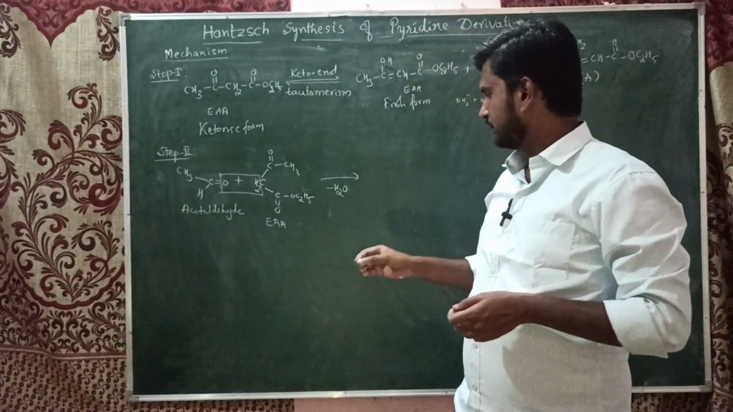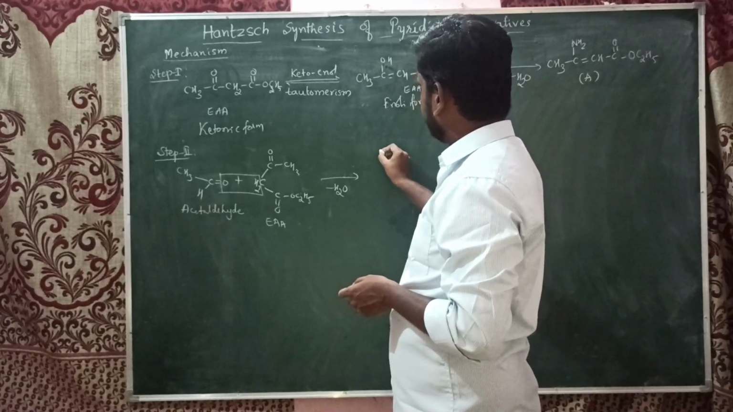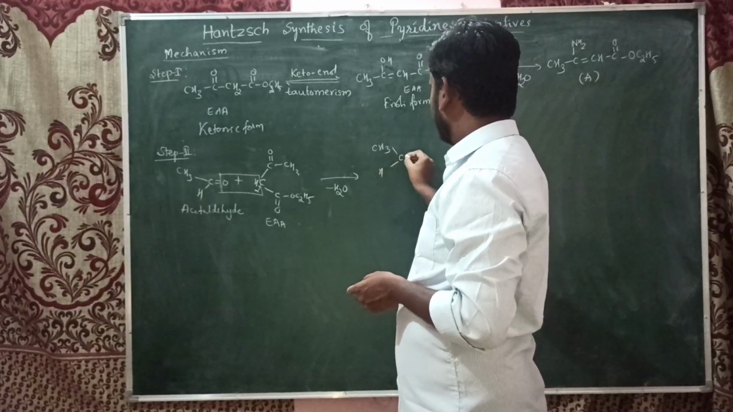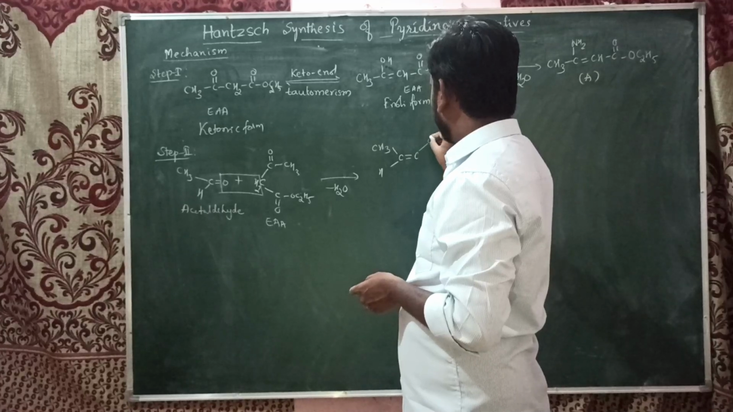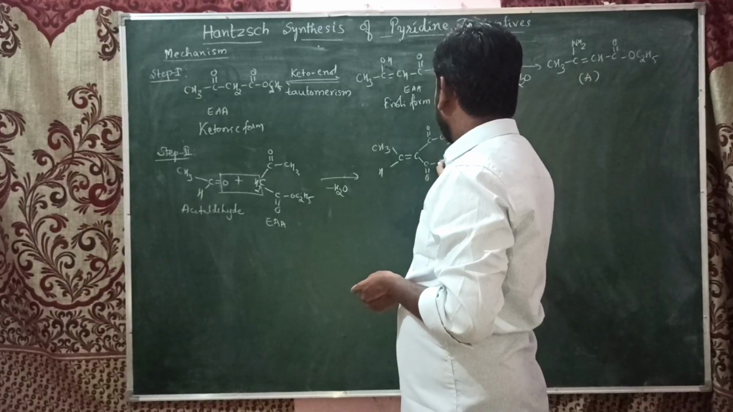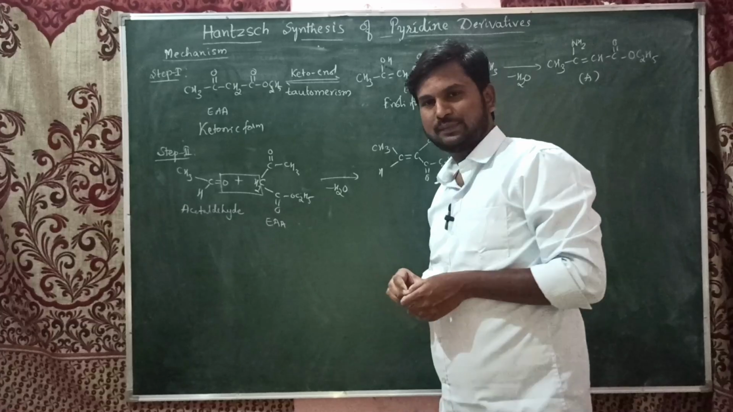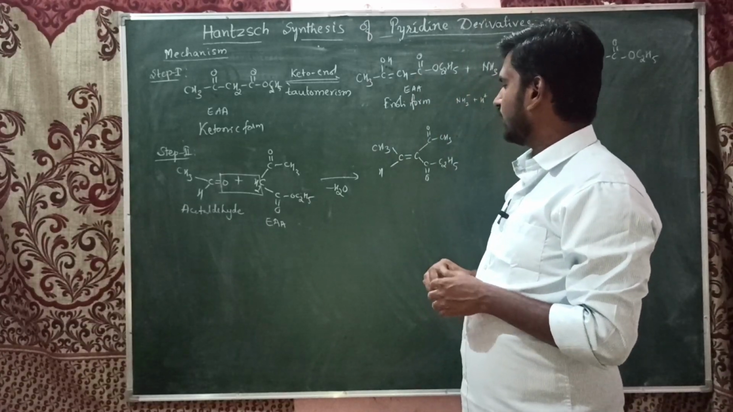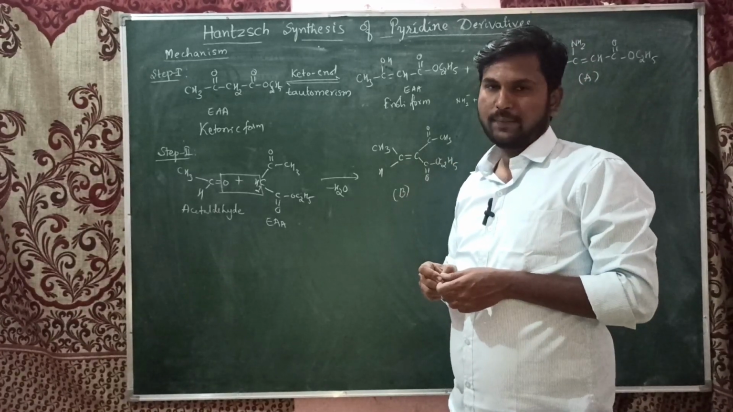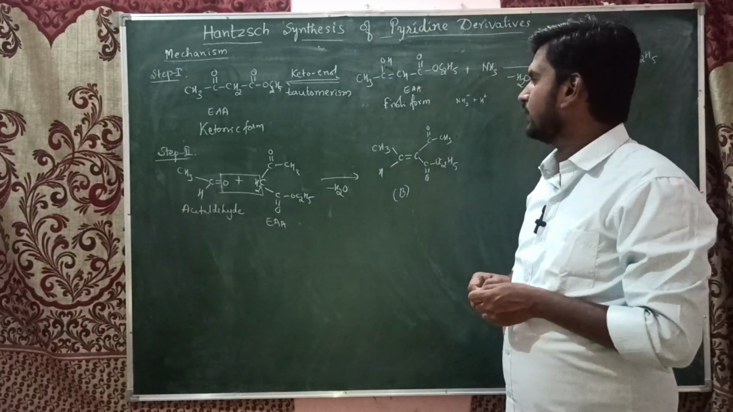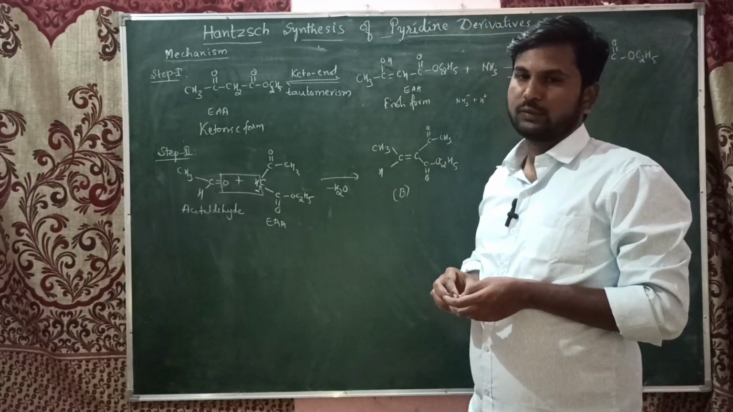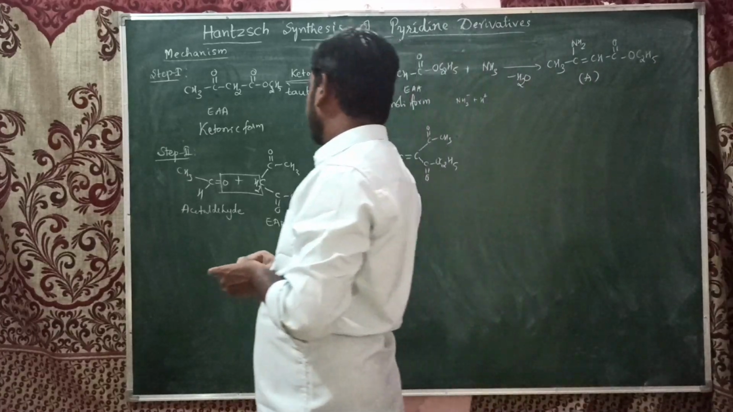Let me write that compound. CH3 CH double bond C, COCH3, COOC2H5. This condensation product, let me write it as B. This one I call B. Now A and B will react, and it is going to form the products.